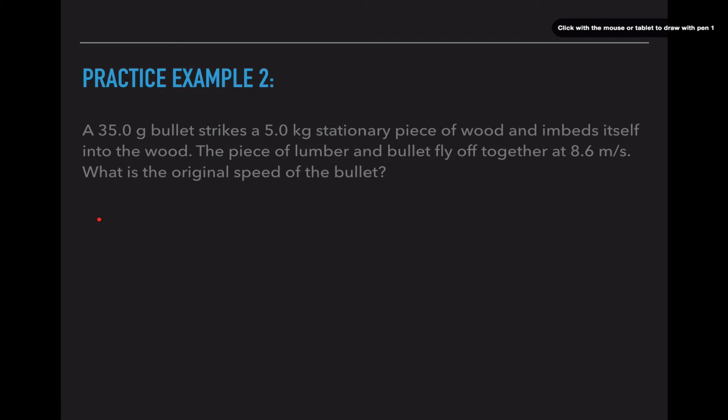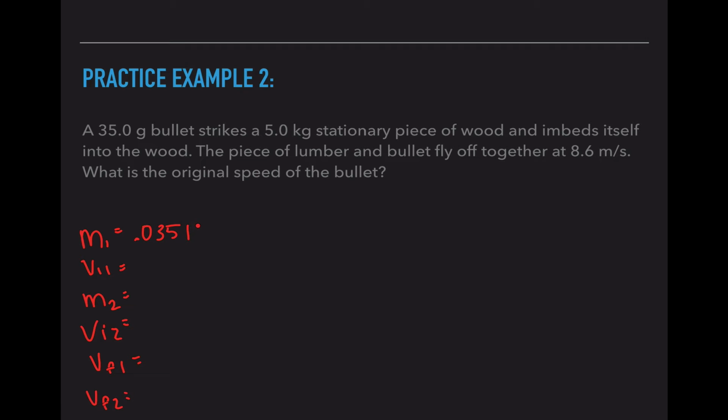So I'm going to list our knowns and unknowns. M1, VI1, M2, VI2, VF1, and VF2. Mass 1, the bullet. Notice my bullet is given in terms of grams. We do want to switch that to kilograms. So that's 0.035 kgs. The initial velocity, we don't know.